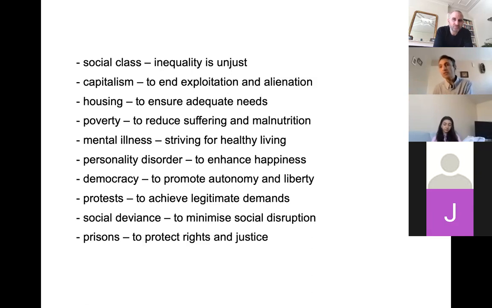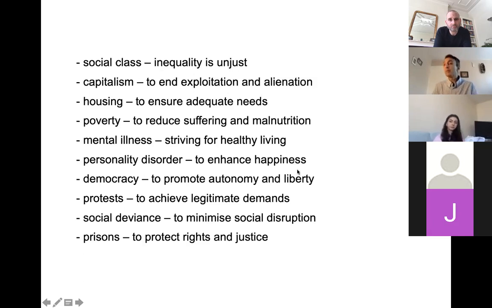If I look at some of the other topics we investigate, in sociology we study social class. Why do we study it? Yes, we may study it because it's in the curriculum and we are told to, but we also study it because we think inequality is wrong or unjust. People shouldn't be born into different classes with different life chances. Why do we study capitalism within sociology? Partly because some writers, Marxists, argued that capitalism brings about exploitation and alienation in the workplace, and they want to investigate how we can eradicate or minimize this form of exploitation.